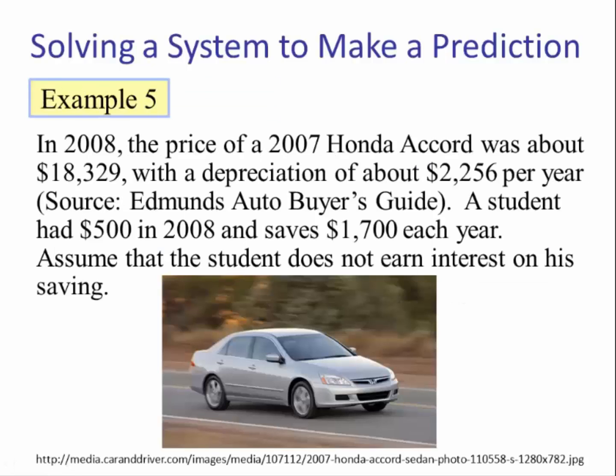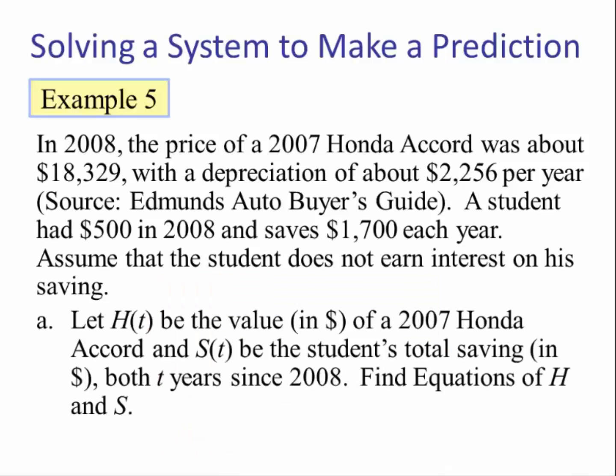Example 5. In 2008, the price of a 2007 Honda Accord was about $18,329, with a depreciation of about $2,256 per year. A student had $500 in 2008 and saves $1,700 each year. Assume that the student does not earn interest on his savings.